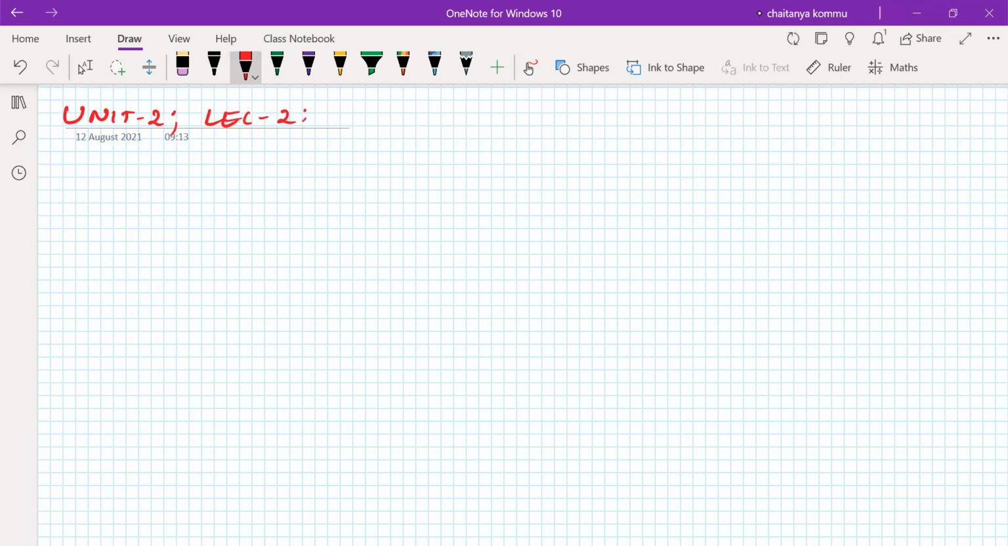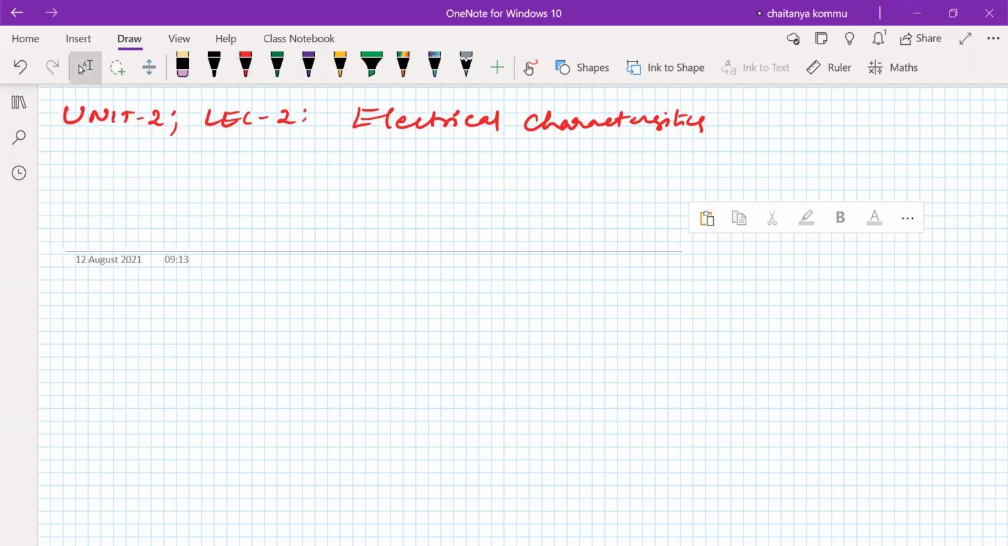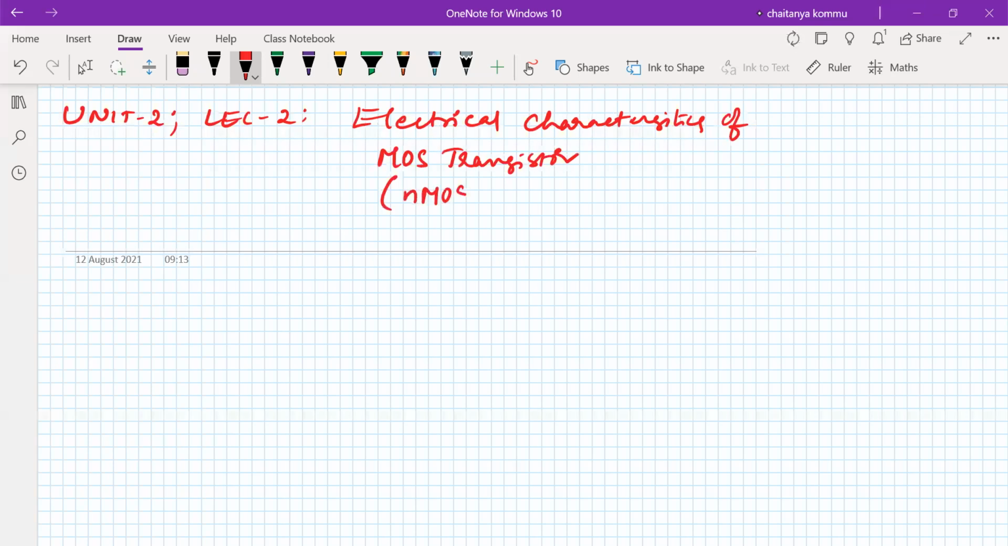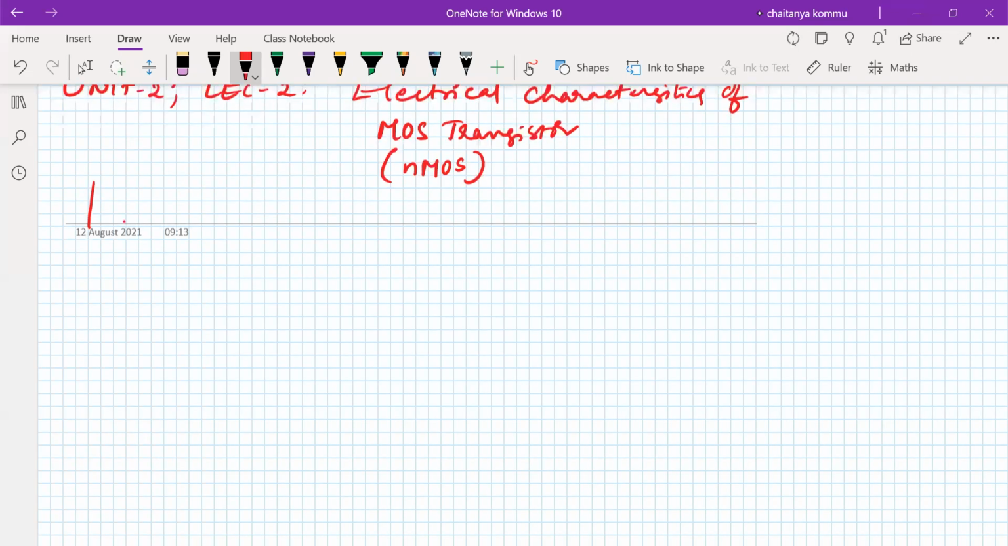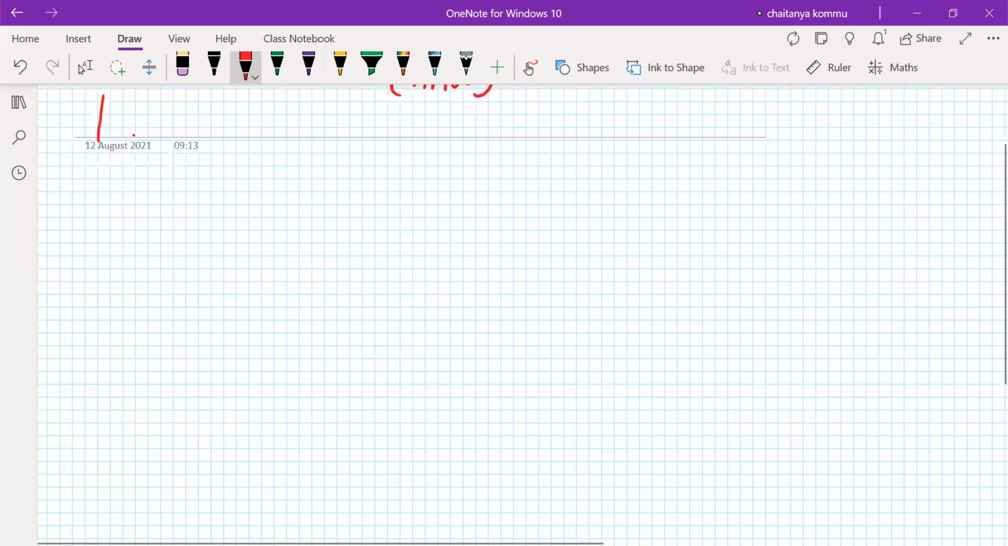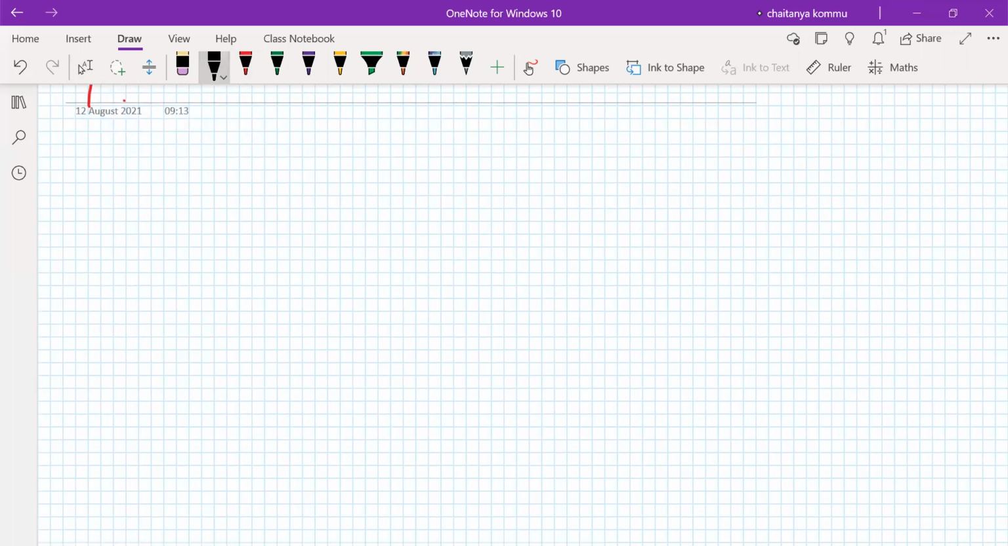Okay, so we have been discussing the electrical characteristics of the MOS transistor. That too, exclusively we are talking about the NMOS transistor. Now, in the last class we have derived that.